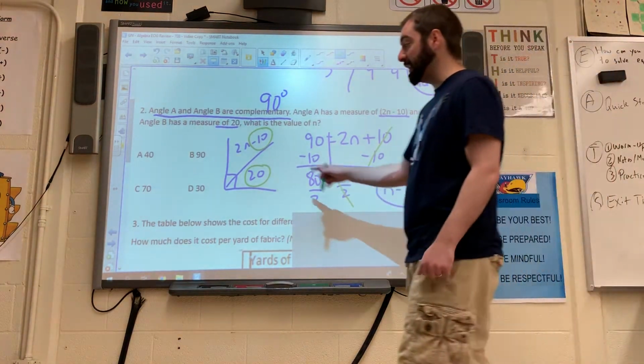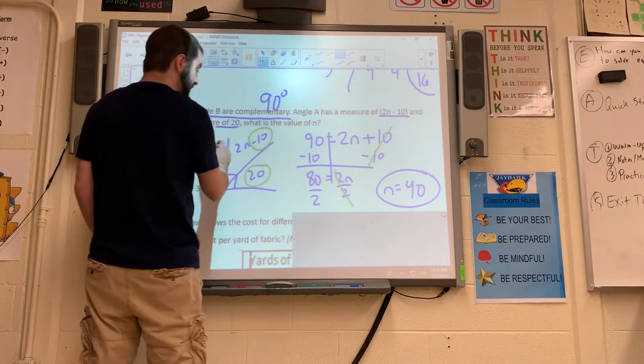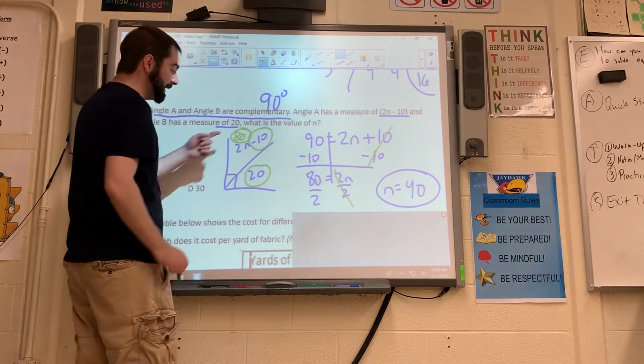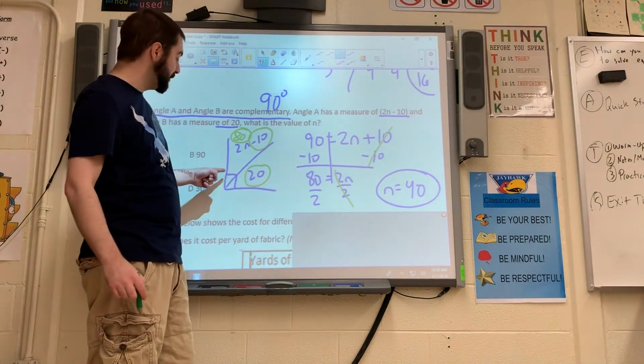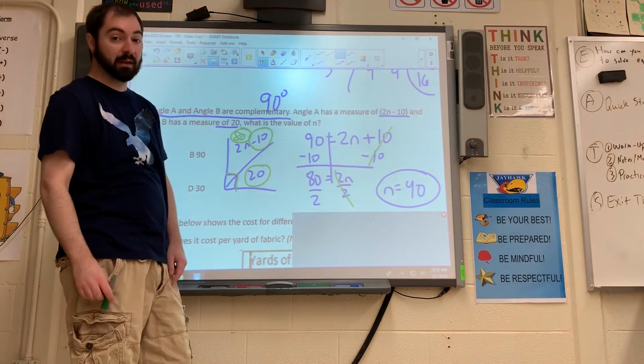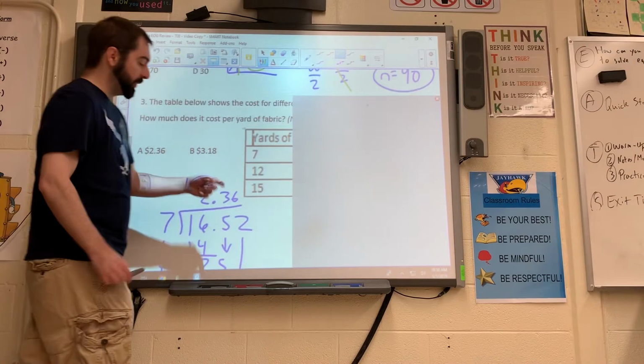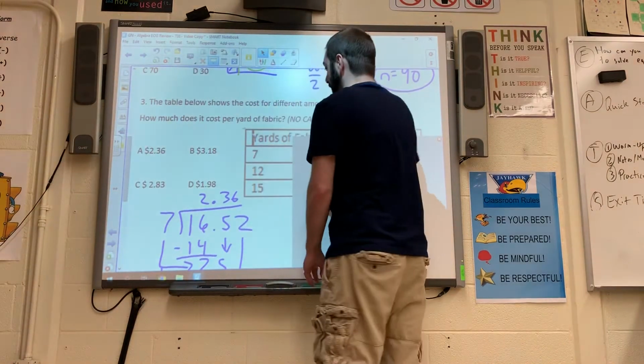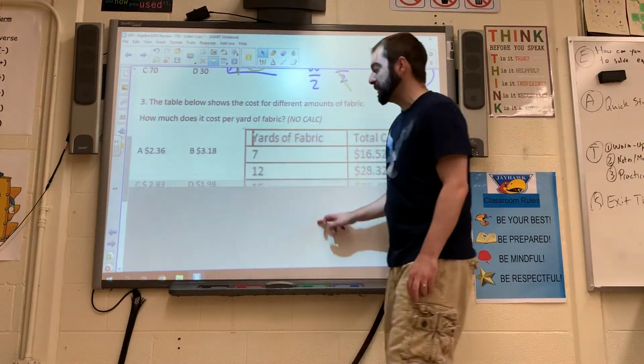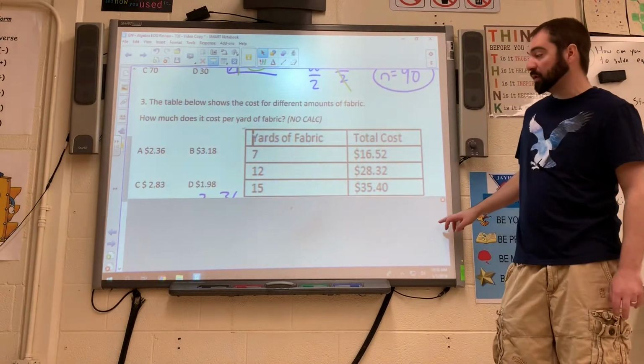We plug that back in. 2 times 40 minus 10 is 80. Now we have an 80-degree angle and a 20-degree angle. Together they form a 90-degree complementary set of angles. Number three, a ticket problem. But really what it boils down to is just a long division problem.